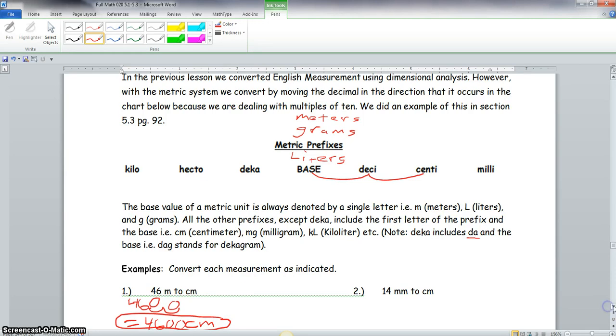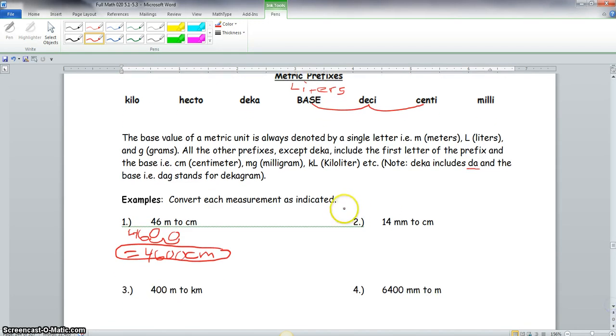Now we come here to problem number 2. We have 14 millimeters to centimeters. So we'll go to milli, and we'll go here to centi. So we need to move 1 place to the left. So what we would do is we would take this 14, put our decimal at the end, and we have to move 1 place to the left. So it will be 1.4 centimeters. And that will be the final answer here.